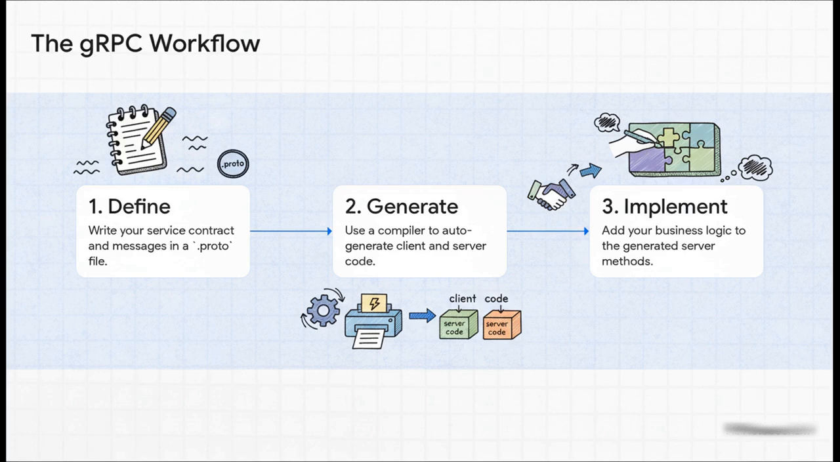First, you define everything, your services, your messages, in a special file called a .proto file. This becomes your single source of truth. Step 2, you run a special compiler on that file, and poof, it automatically generates all the boring client and server code for you in whatever language you want. Then, step 3, all you have to do is implement your actual business logic on the server. You get to focus on the fun stuff that makes your app special, not the plumbing.